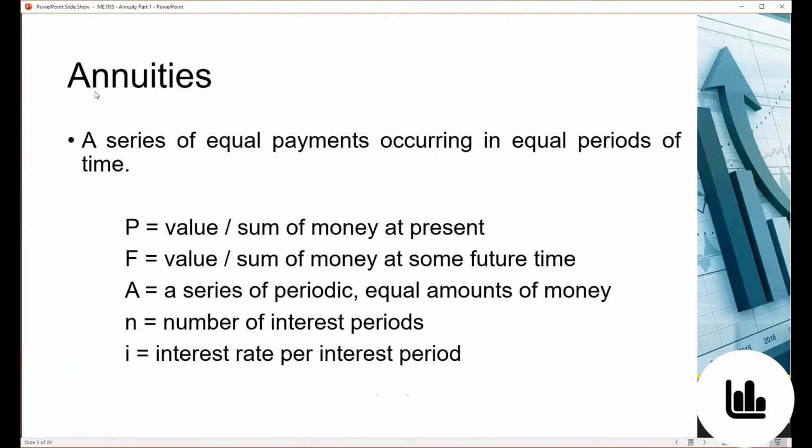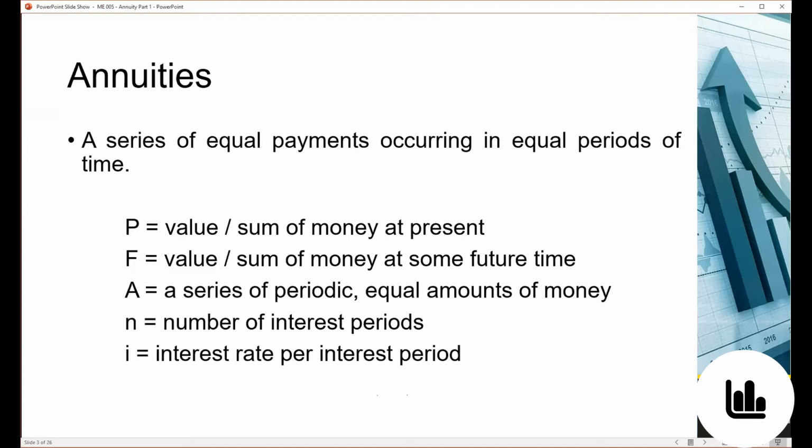Okay, so when you talk about annuities, this is a series of equal payments occurring in equal periods of time. So, same amount of payment at equal periods of time. So, let's say every month, every year, every quarter, with the same amount of payment. Ganun ang annuity.